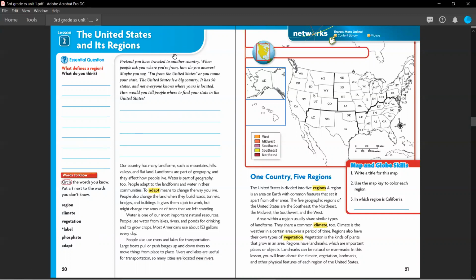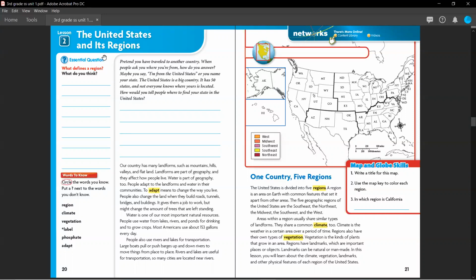Now let's read together at the top. Pretend you've traveled to another country. When people ask you where you're from, how do you answer? Maybe you say, I'm from the United States. Or you name your state. The United States is a big country. It has 50 states and not everyone knows where yours is located. How would you tell people where to find your state in the United States?